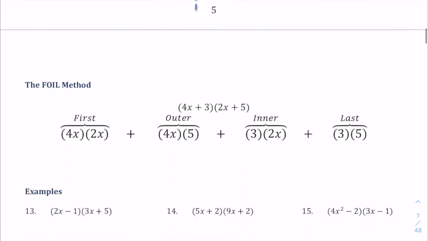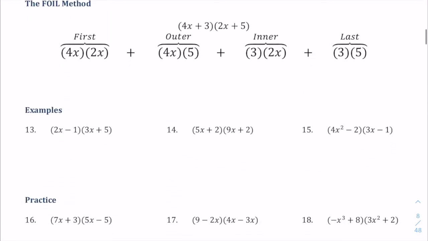Okay, the next method we're going to look at is the FOIL method. And FOIL is an acronym that stands for first, outer, inner, and last. So when we're given two binomials like this, which could have been the side lengths of a rectangle, we're going to take the 4x here, the first term in the first group, and we're going to multiply it by the 2x, the first term in the other group.